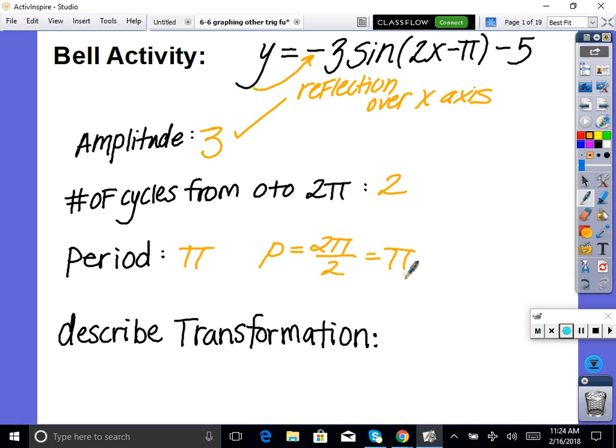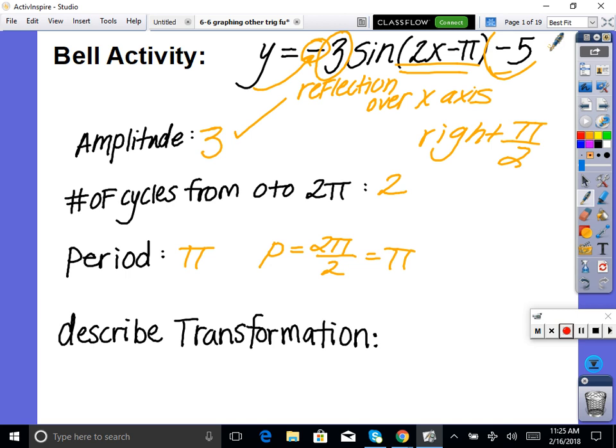Okay, and then describe the transformation in words. Stretch of three. Yep. Good. Right pi halves. Way to go. Guess what people do on the test? They say right pi and then they get it wrong. Down pi. Okay, sweet. Awesome.